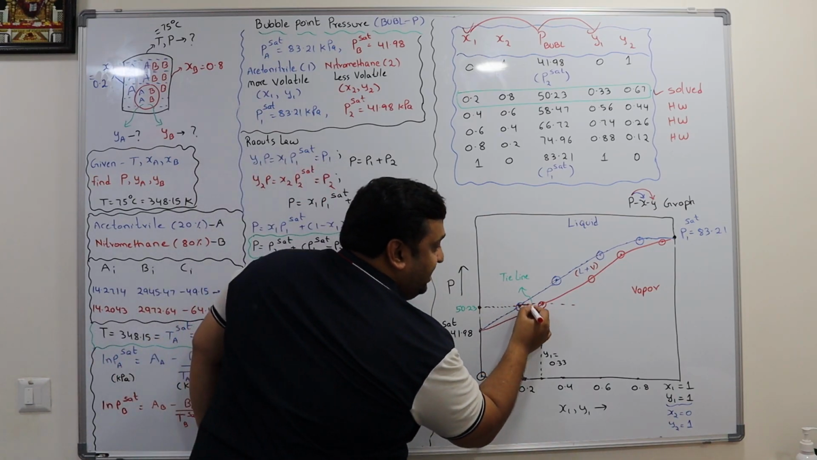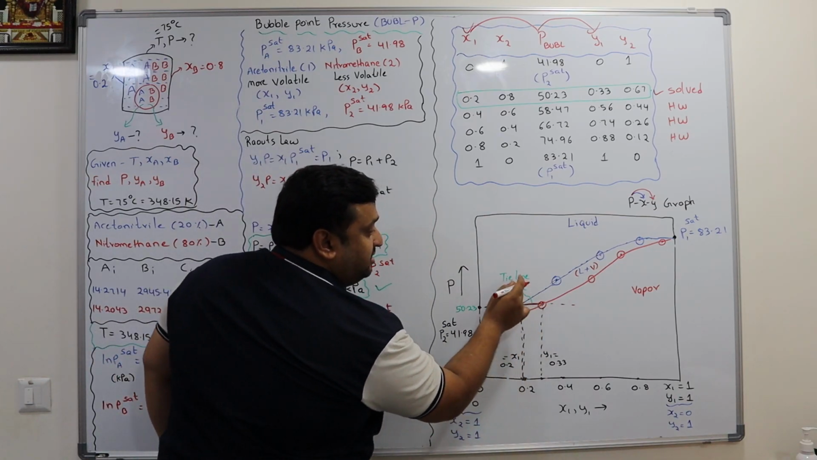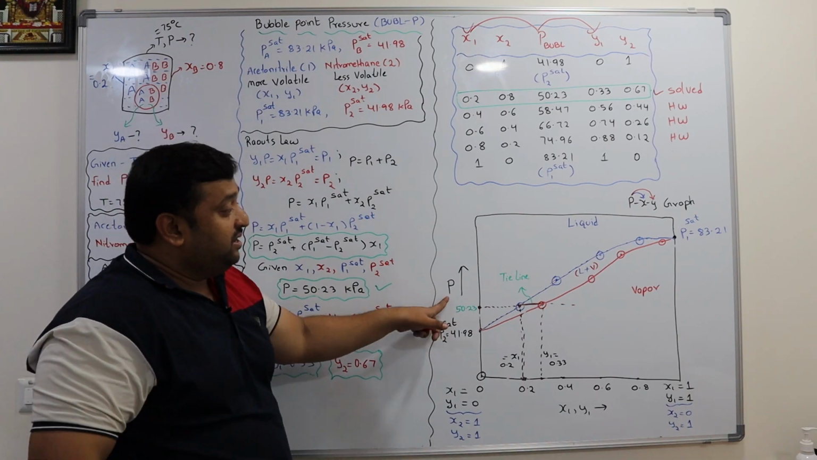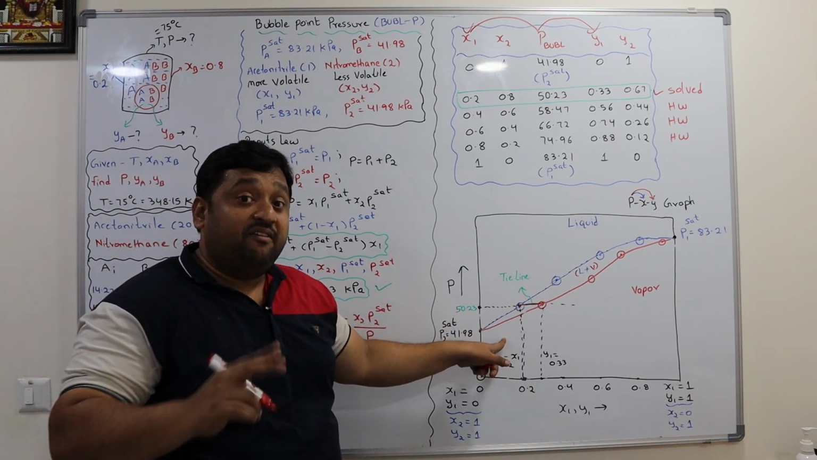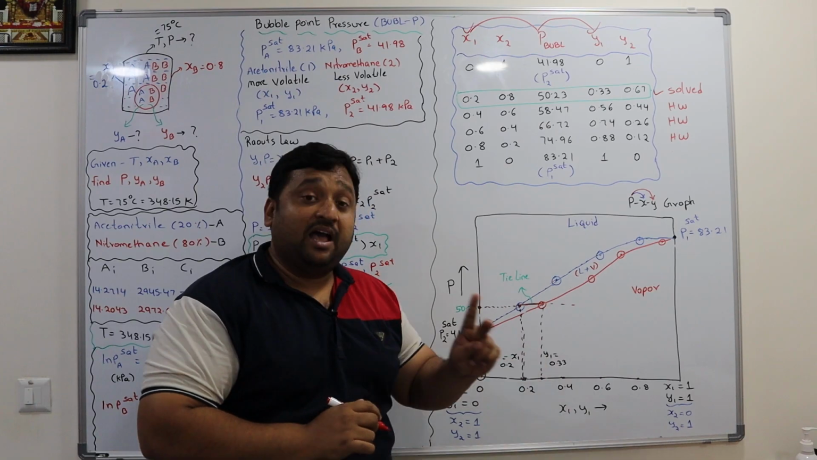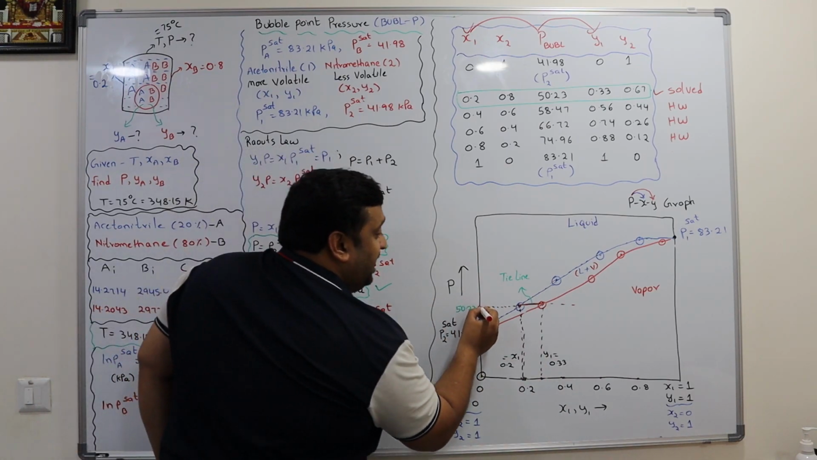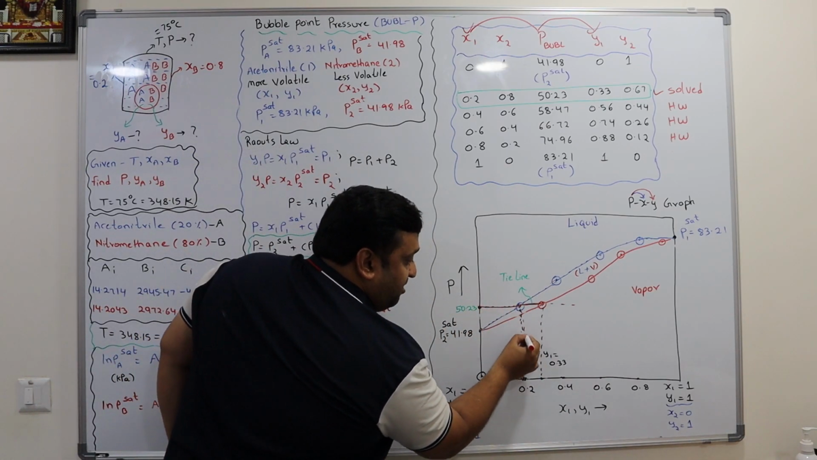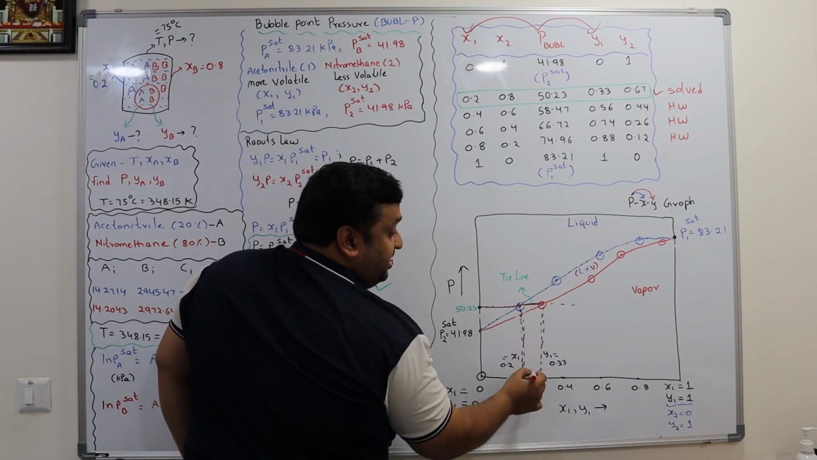The line connecting these two, it's called tie line. That means at this particular pressure, liquid will be having 20%, vapor will be having 33%. That is why at this constant pressure, you have the x1 here, y1 here.